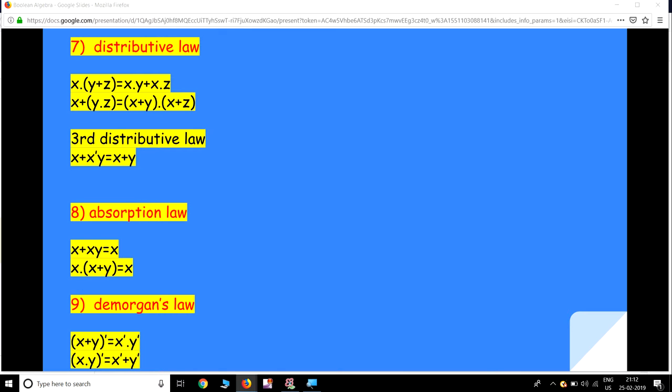Now there's another distributive law, which is called the third distributive law, and it's completely different, not related to anything, something completely new. It states that x plus x complement y is equal to x plus y. So let's first draw the logic gate representation for these.